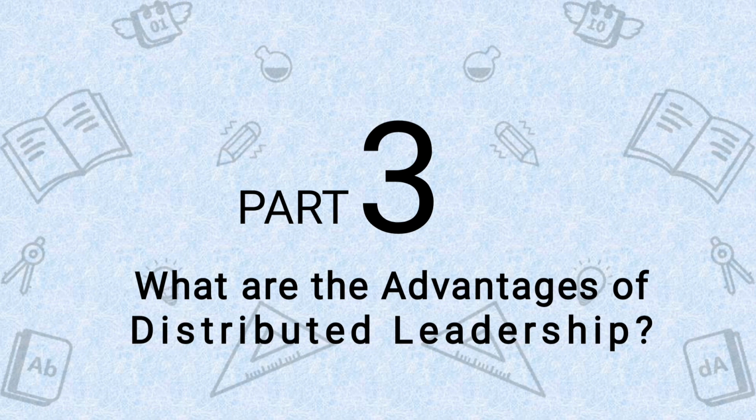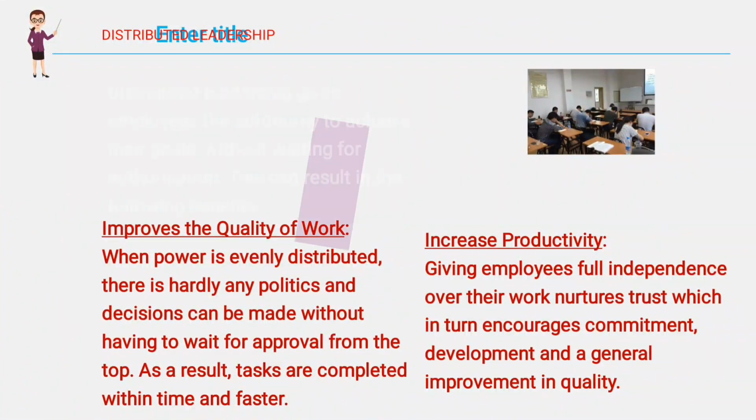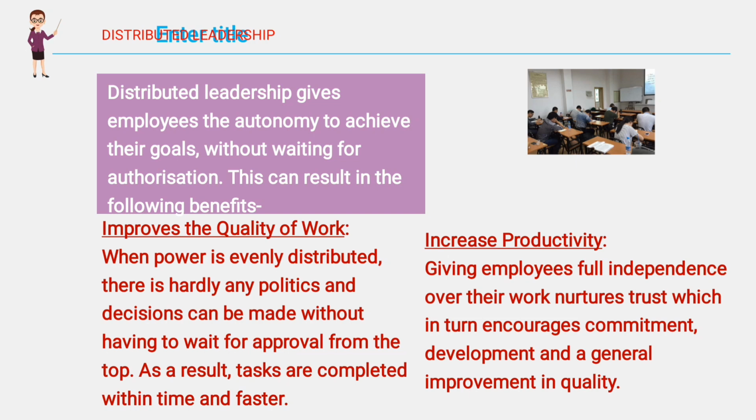What are the disadvantages of distributed leadership? Distributed leadership gives employees the autonomy to achieve their goals without waiting for authorization. This can result in the following benefits. Improves the quality of work. When power is evenly distributed, there is hardly any politics and decisions can be made without having to wait for approval from the top. As a result, tasks are completed within time and faster. Increased productivity. Giving employees full independence over their work nurtures trust, which in turn encourages commitment, development, and general improvement in quality.